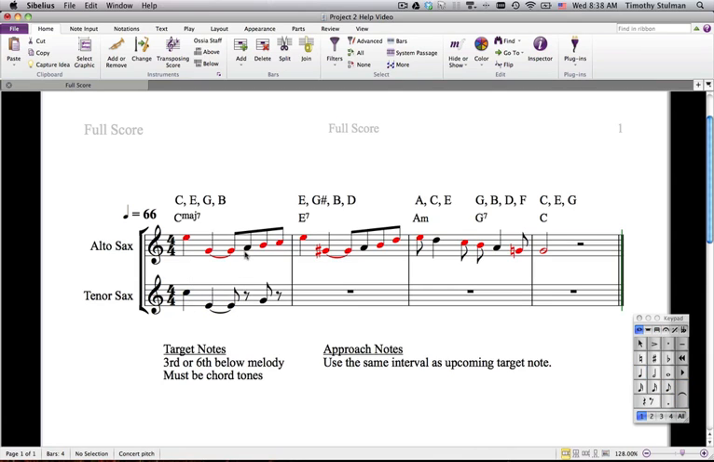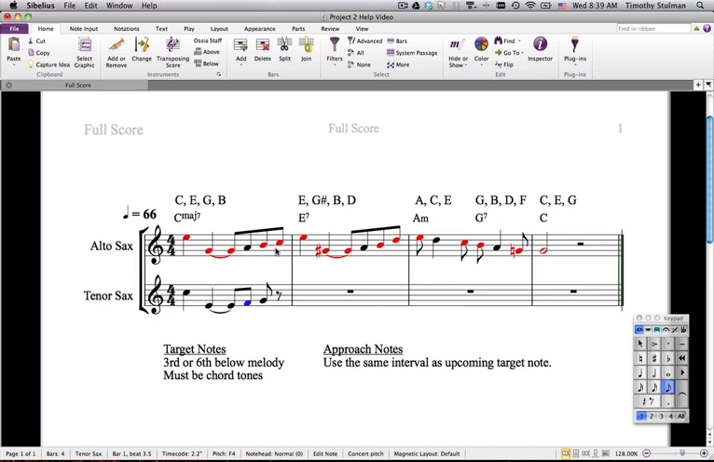Now what about this note? It's a non-chord tone, so it's an approach note. For that, we would use the same interval as the upcoming target note to harmonize the approach note. The upcoming target note here is harmonized at a third below, and so this note would also be harmonized at a third below. Third below A is F.